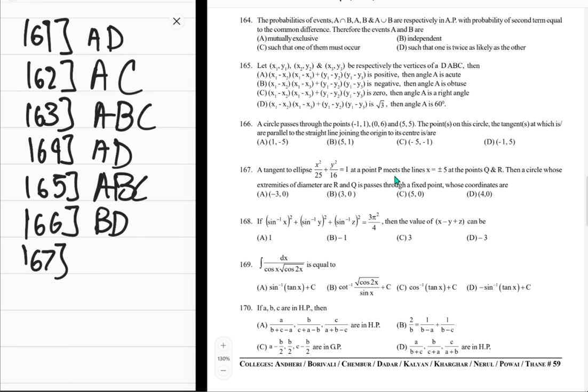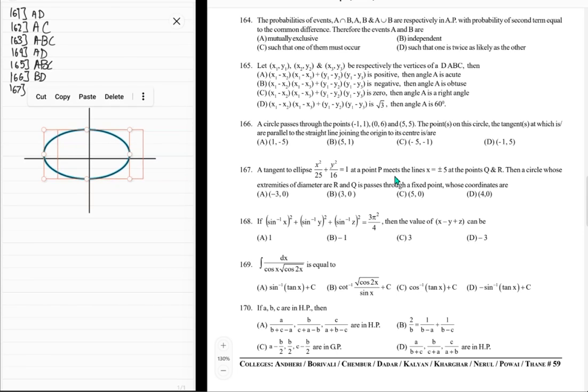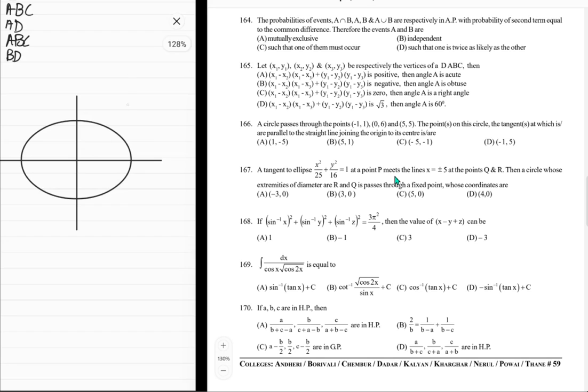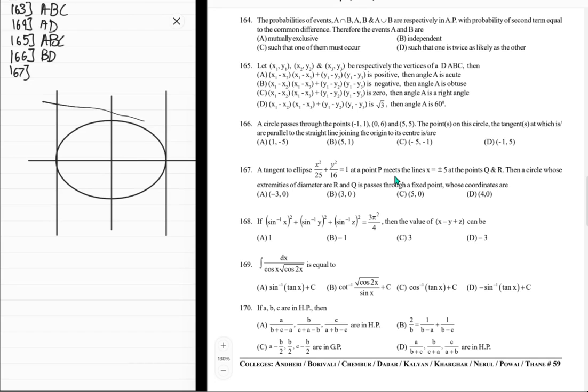A tangent at some point P meets the line x. Okay, I'm getting it. I'll draw it properly. So suppose this was our ellipse. This thing was 5, let's make it a bit bigger. Yeah, now this looks good. So these are our lines x equal to 5 and x equal to -5. This is any tangent which will meet both of these at some point. I'll draw P here, it will look better. Q and R. So this is P, this is Q, this is R.